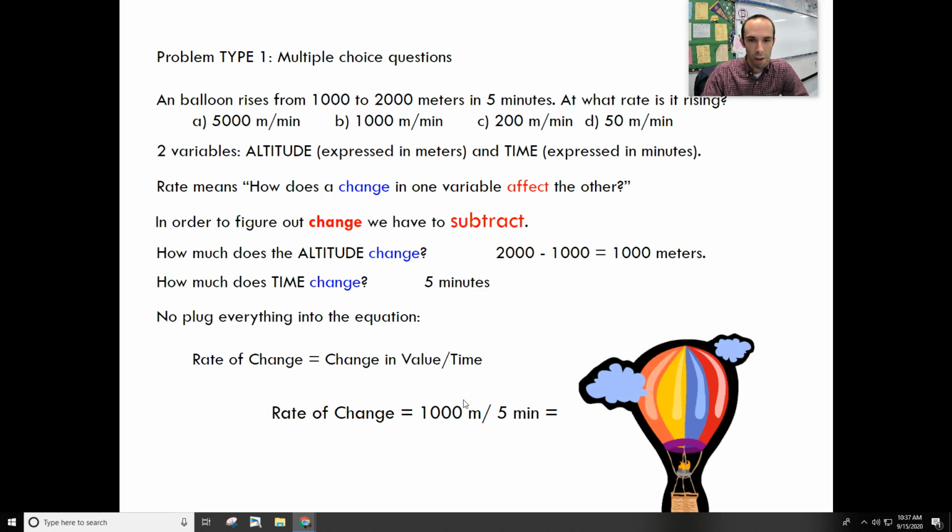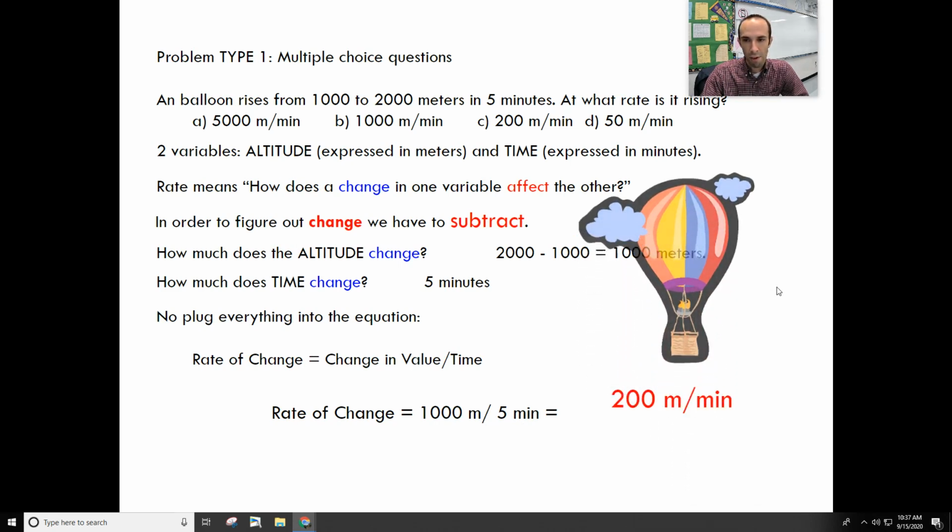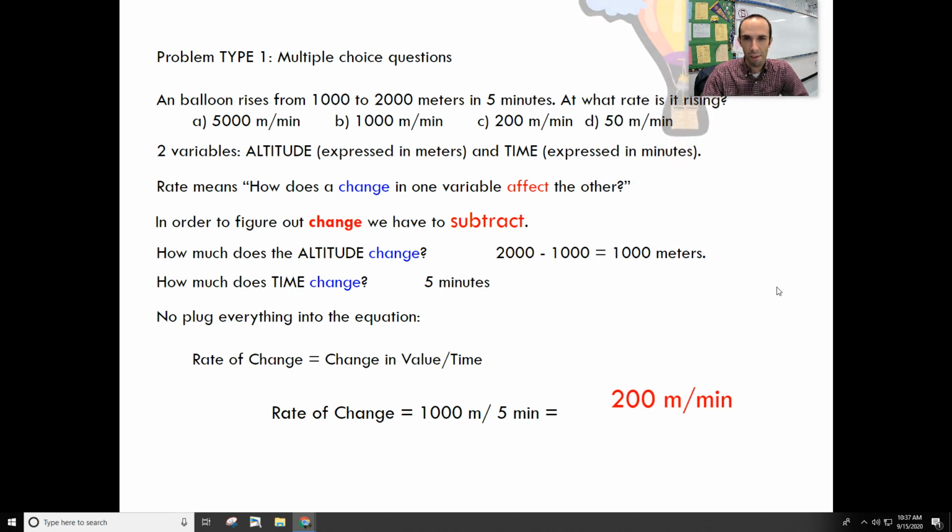And the answer is going to be labeled meters over minutes, or meters per minute. And if we do the math, that'll give us an answer of 200 meters per minute. There you go. Okay, so the answer was letter C. So simple, basic math, subtracting two values, dividing by time, that's rate of change. Okay? And you're going to be using this for a lot of different examples. That was just an example of a change of the height of a balloon.